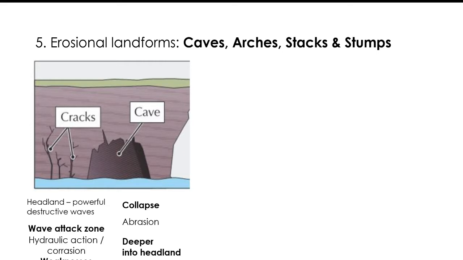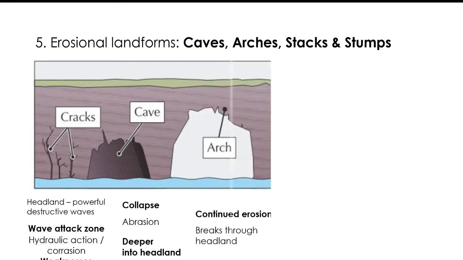It's worth noting, obviously, that there's some sediment gone missing there. It will be in the bottom of the cave and be used for abrasion, almost as what we call an erosive tool. So the waves will be able to use those rocks that have collapsed into the sea to fling against the side of the headland and increase the rate of erosion, to the point where this cave is going to go all the way through the headland, and then you end up with this arch.